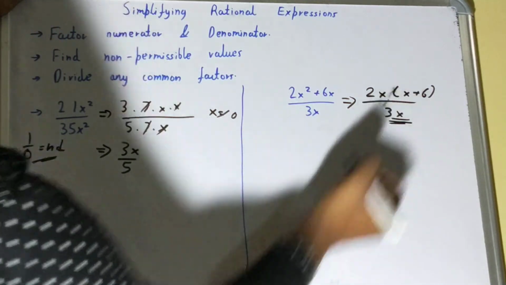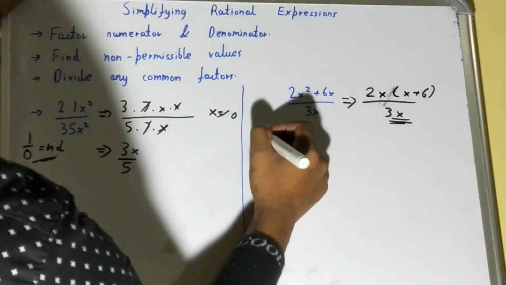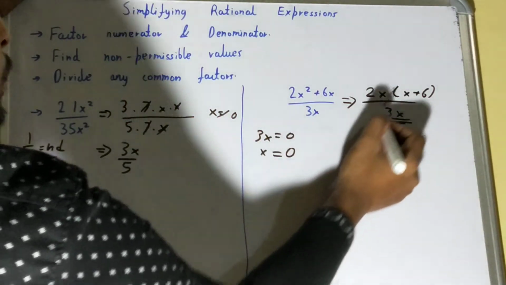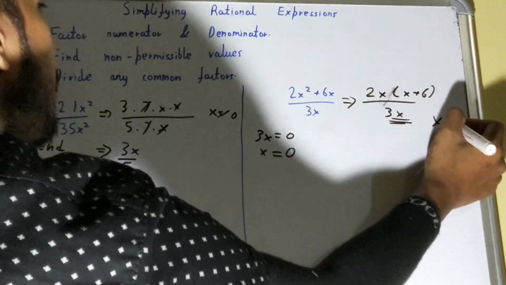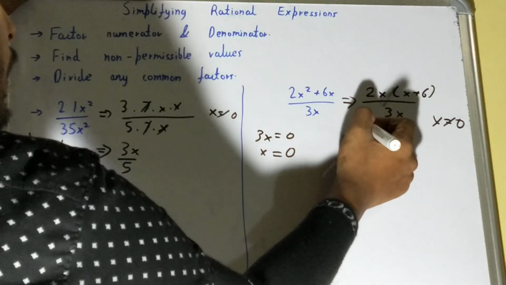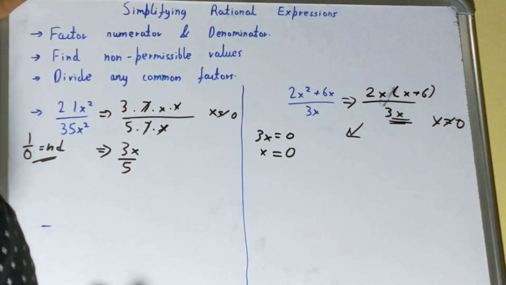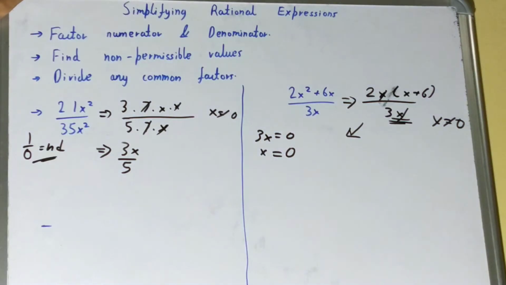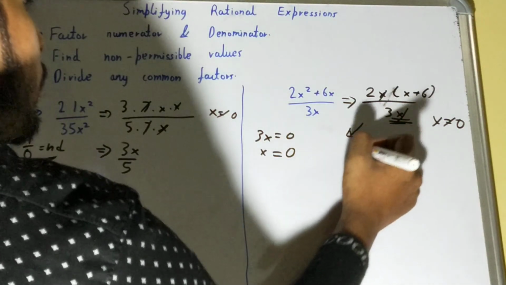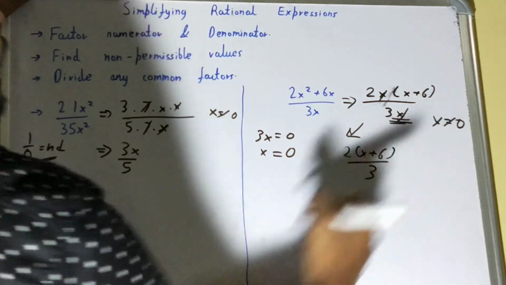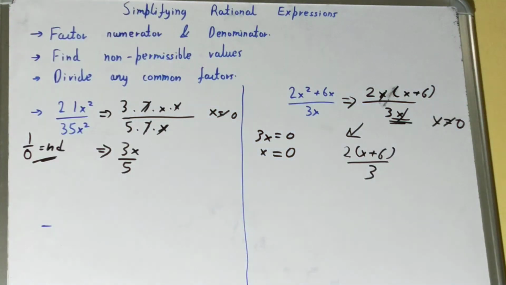To make the denominator not equal to 0, we put 3x equals 0, or we can say x equals 0. So for this expression, the non-permissible value is that x should not be equal to 0. And step 3 is to cancel out any common factors. After cancelling, we are left with 2(x plus 6) upon 3, and that will be our answer. This is how you can simplify a rational expression.